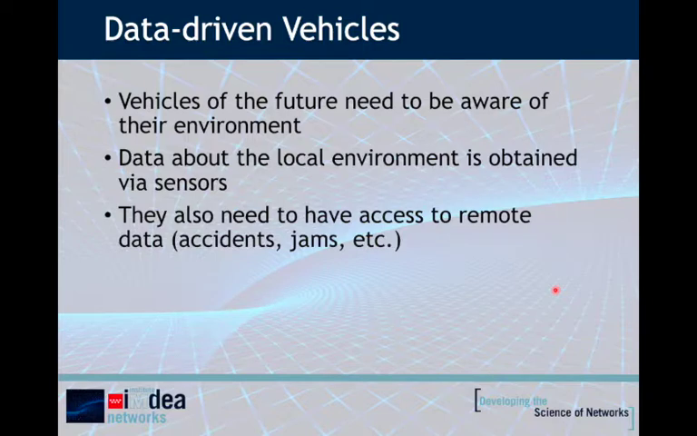The topic of this paper has to do with vehicles that want to be aware of their environment and be aware of events that may happen in that environment. For that, they can access their local sensors and obtain data from the local environment. But at the same time, it will be convenient for them to also have access to remote data, in order to take early actions in the case of accidents, traffic jams, or similar.